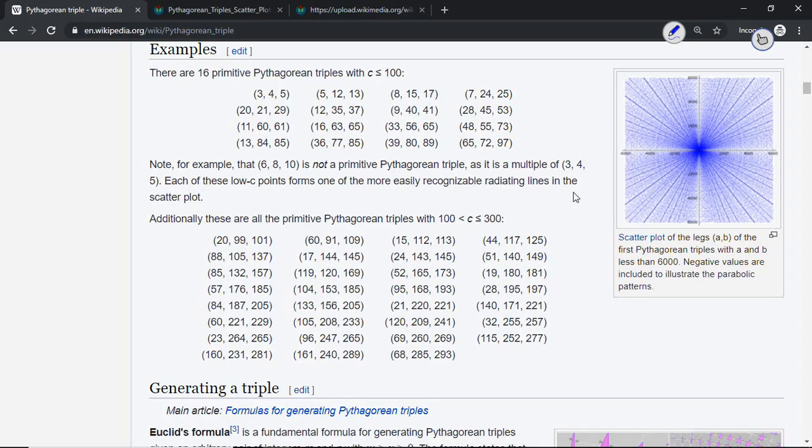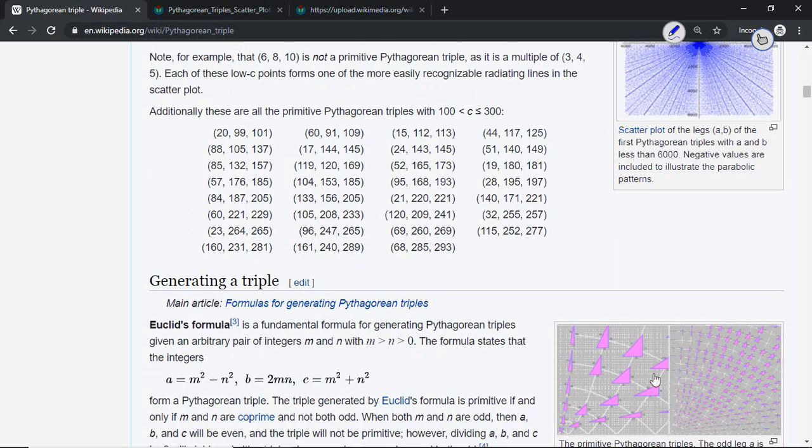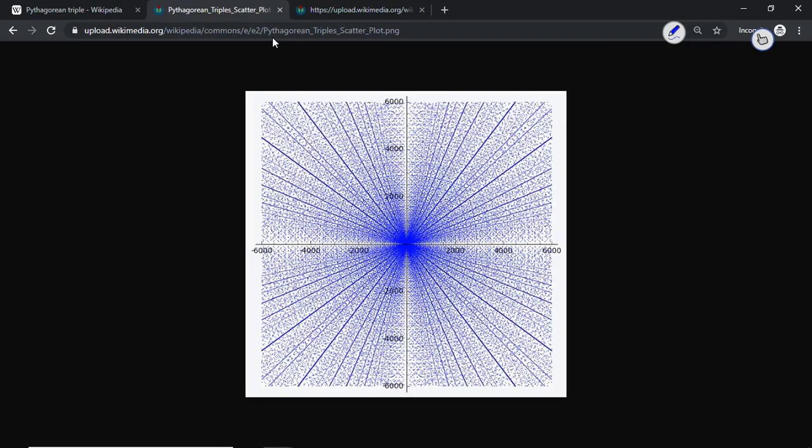Bonus math time. Did you think I was just going to let this go? Did you see this picture when I was on the Wikipedia page earlier? We've also got this other cool thing down here. Let's look at these. It's called a scatter plot. And all this is, they're laying down coordinates for the legs of a primitive Pythagorean triplet.